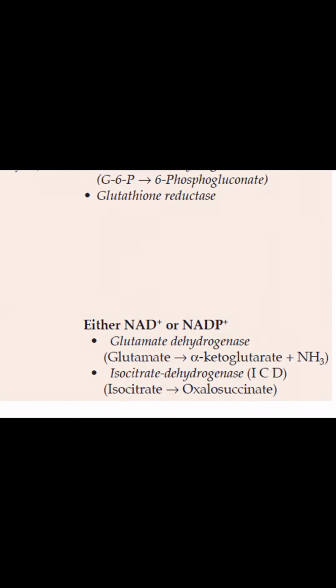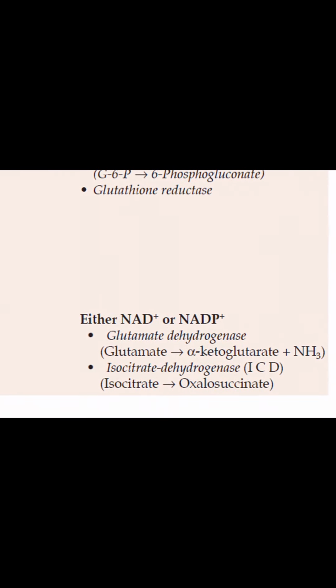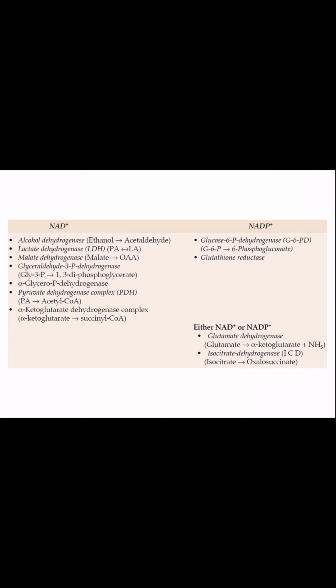Then there are enzymes where either NAD or NADP can act as a coenzyme: glutamate dehydrogenase and isocitrate dehydrogenase. You can just learn about 3-4 examples so that you know which are the reactions where NAD and NADP are acting as coenzymes.